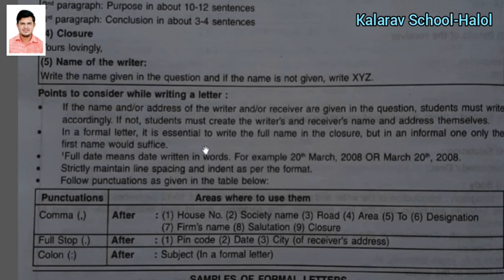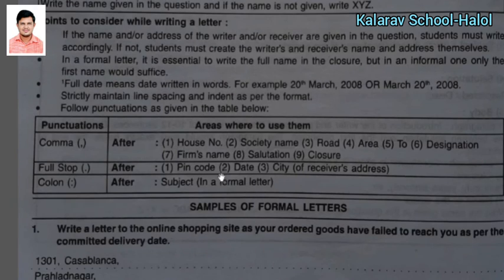Then the full date, meaning the date written in words. For example, 20th March 2008 or March 20th 2008. Then strictly mention line spacing. Whatever you are writing, the space should be mentioned properly and indented as per the format. Follow the punctuation as per the table given below. Here is the table about punctuation marks. Where you have to put punctuation marks, I already explained, but here it is given in writing.